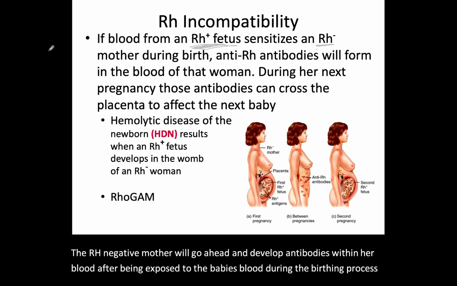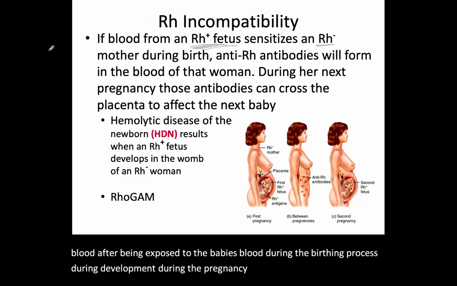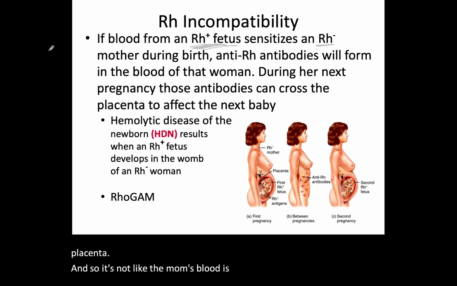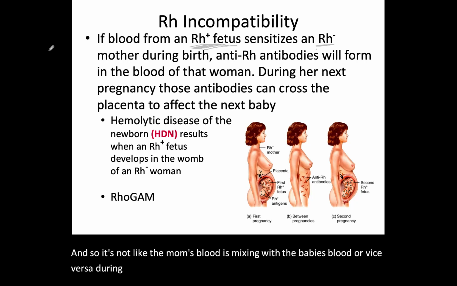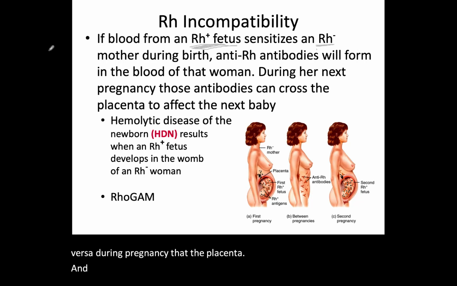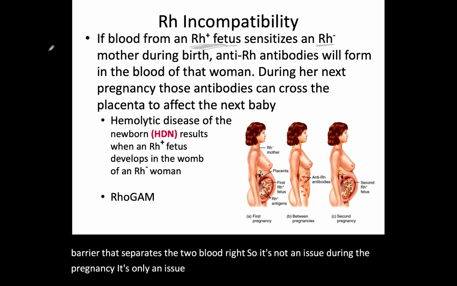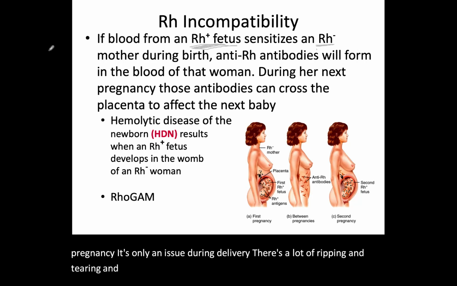During the pregnancy, mom's blood does not cross the placenta. And so it's not like the mom's blood is mixing with the baby's blood or vice versa during pregnancy. The placenta keeps that separate. There's what we call a blood placenta barrier that separates the two bloods. All right, so it's not an issue during the pregnancy. It's only an issue during delivery. There's a lot of ripping and tearing and bleeding and things like that that goes on, and it's possible for the blood to mix.